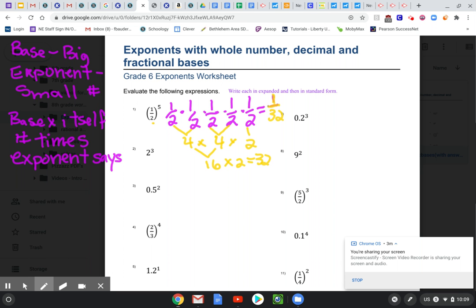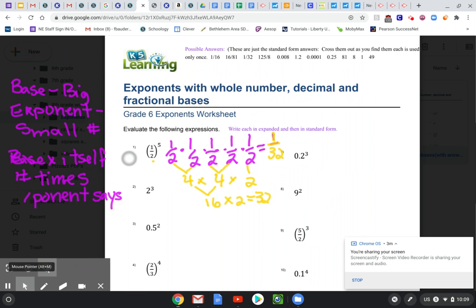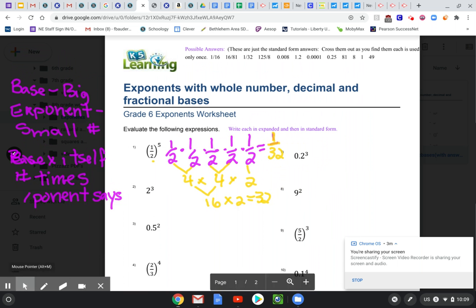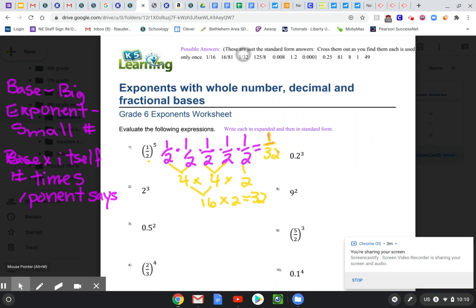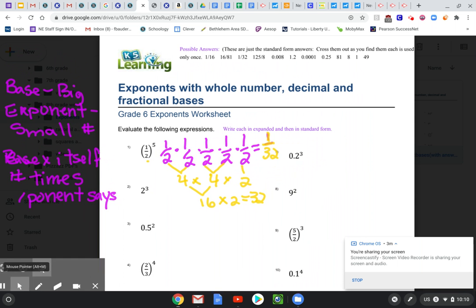1/32. And so when I look at the top of my page, I will see that I have the possible answers. 1/32 is right here. So that makes me feel pretty confident about the fact that I got that right because I see the answer right there. So I'm going to cross it off, and I'm going to go on and do the next one.